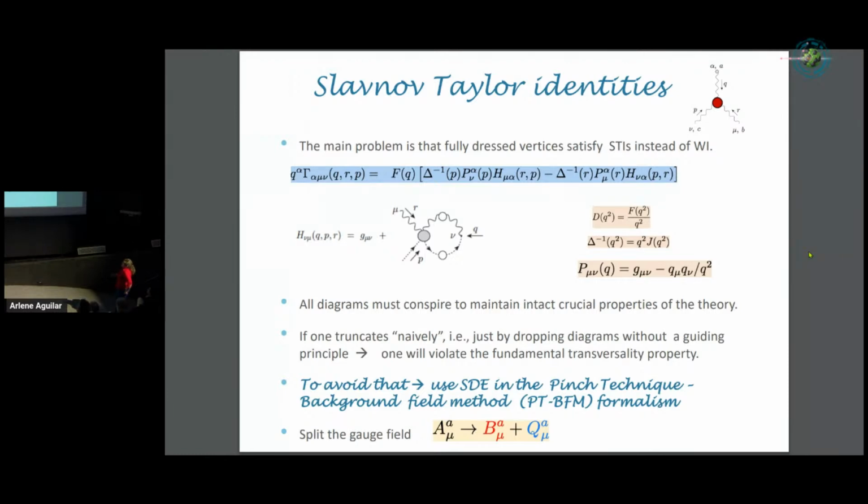So all diagrams are connected through this Slavnov-Taylor identity, and then there is a conspiracy to keep the transversality intact. So all the diagrams are talking to each other. And if I distort or neglect one of them, the transversality is going to be violated. So to avoid that, one way of doing this is to use what you call the pinch technique background field method formalism.